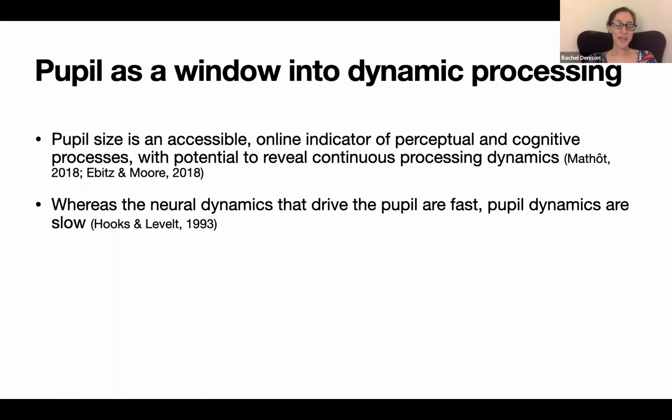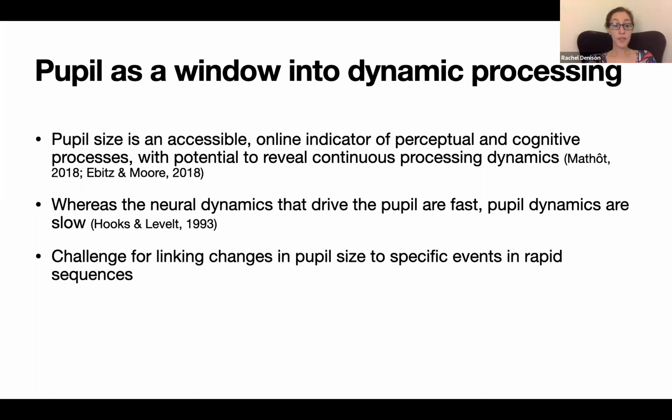However, whereas the neural dynamics that drive the pupil are fast, pupil dynamics are relatively slow. So it takes about 2 seconds for the pupil to dilate and constrict in response to a stimulus. And this poses a challenge for linking changes in pupil size to specific events in rapid sequences.